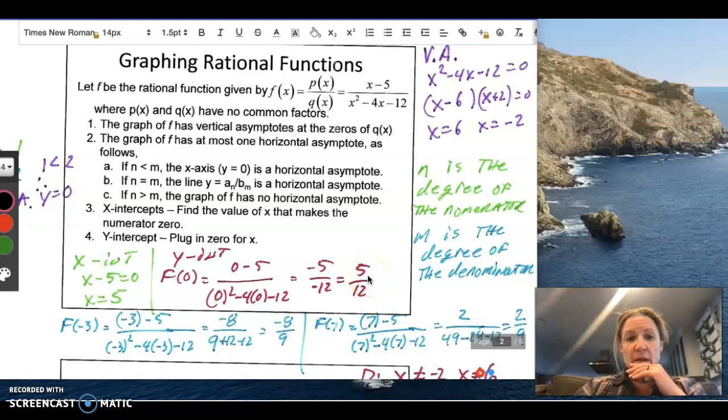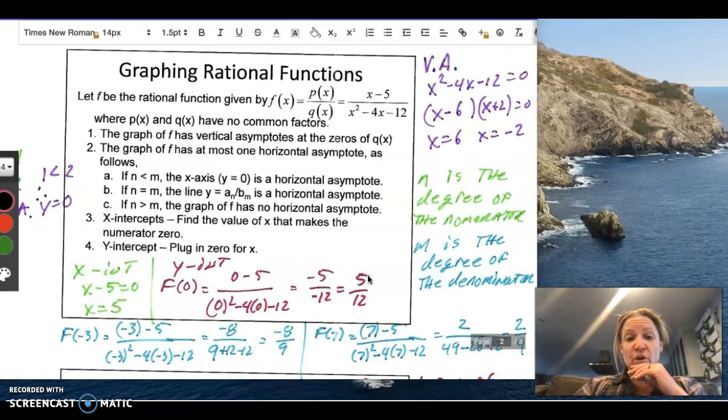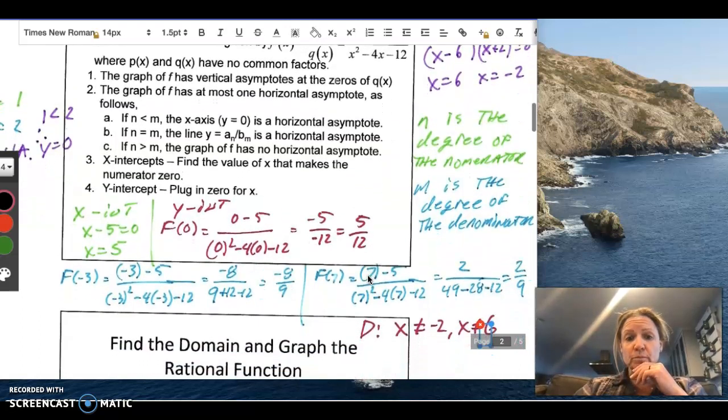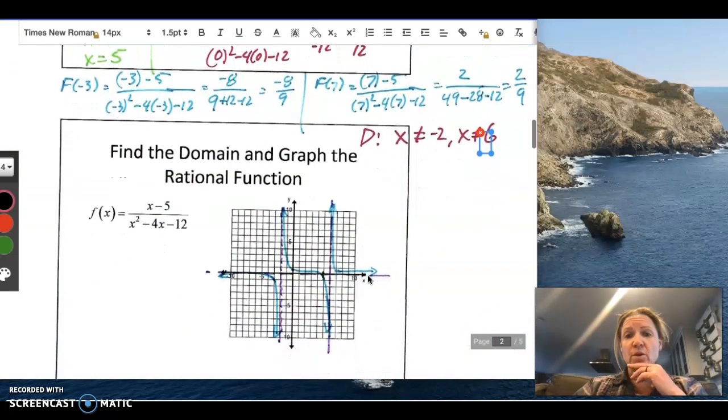Okay. All right. So if you're going to graph it, you are going to have those vertical asymptotes, one at negative 2 in purple here. So it's this dashed line.